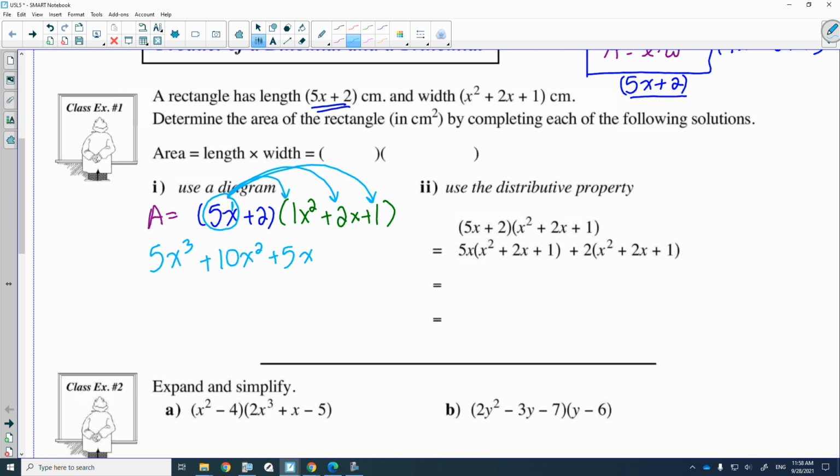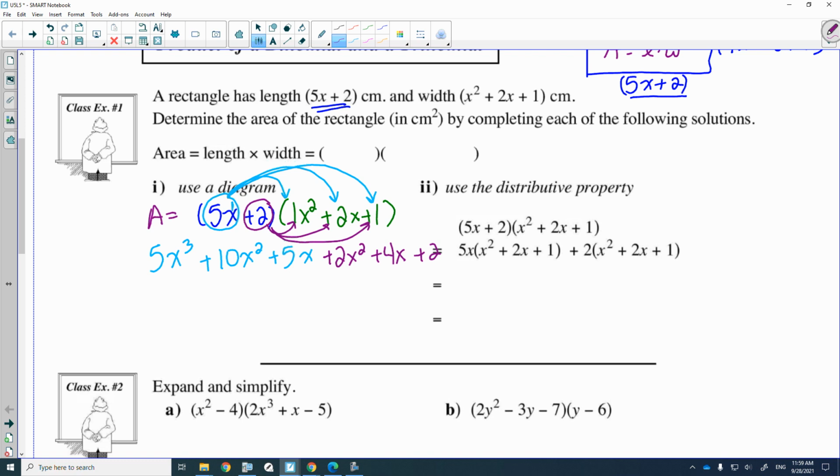When you're done with the first term of the first bracket, you then circle the second term of that bracket, and you distribute it in to the second bracket. So we'll go here, here, and here. So let's do the multiplying. 2 times 1x squared will give you 2x squared. 2 times 2x would give you 4x. And at the end, you've got 2 times 1, which is plus 2.